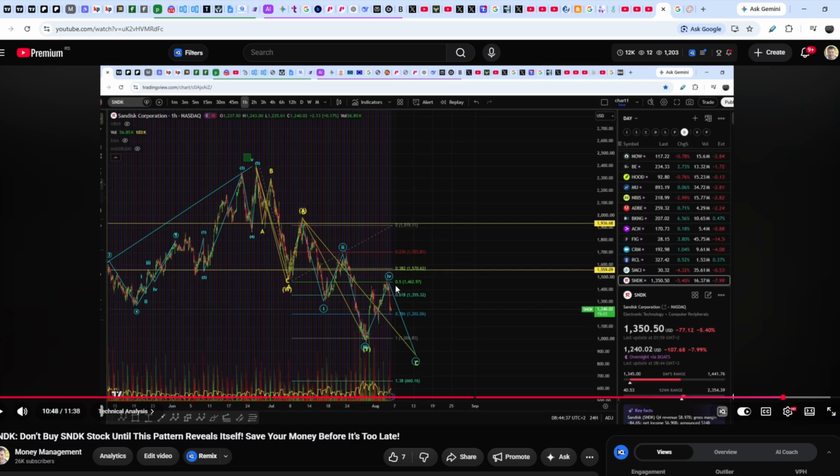1, 2, 3, 4, and we didn't have one more leg to complete the C wave. Option number two is that this asset was in WXY correction. From this point it was W, X, and Y, and Y wave should have 3 waves in it. 1, 2, and 3. And if this is the real case, this asset shouldn't break the bottom of these two levels of about $1,200 and about $1,150. And in this case, we could have the next leg to the upside that should break this swing high and this swing high as well.